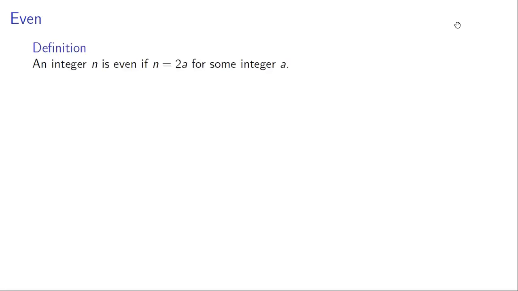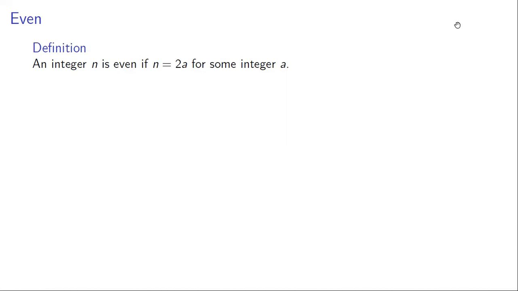So the definition is as follows: an integer n is even if n is equal to 2 times a for some integer a. Now this word "some" does not necessarily mean more than one, does not necessarily mean multiple integers a. The idea is at least one. One is enough. Some integer a. I could have said "for an integer a."